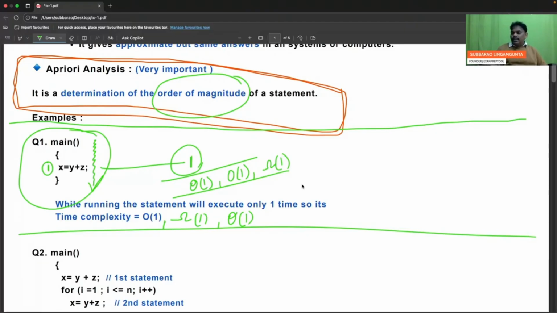What is the priori analysis? It is completely based on order of magnitude of a statement. Simply saying, while running a statement, how many times will it execute? That is called order of magnitude. So for every statement, you find out the order of magnitude. Based on that, we will decide the time complexity. That is called priori analysis.